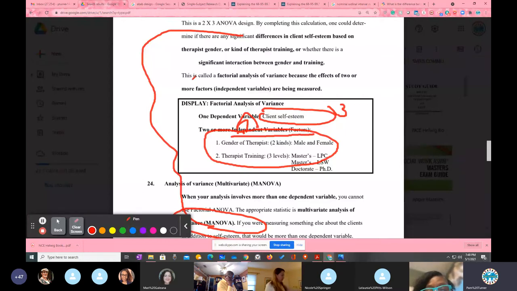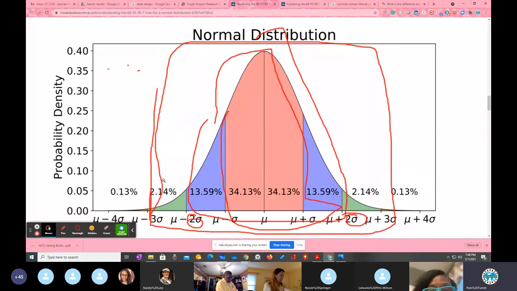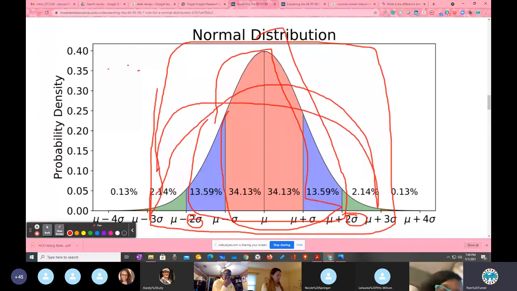Okay. These are parametric. What parametric means is, remember that 68-95 rule? Parametric tests will fit on here. That's all that means. Parametric tests will fit in my 68-95-99. Parameter, right? That's round. That's another word for perimeter, right? You know, the perimeter of your house, the roundness of it. Okay, so that's what that means. T-test, ANOVA, MANOVA, those things fit on my parameter.